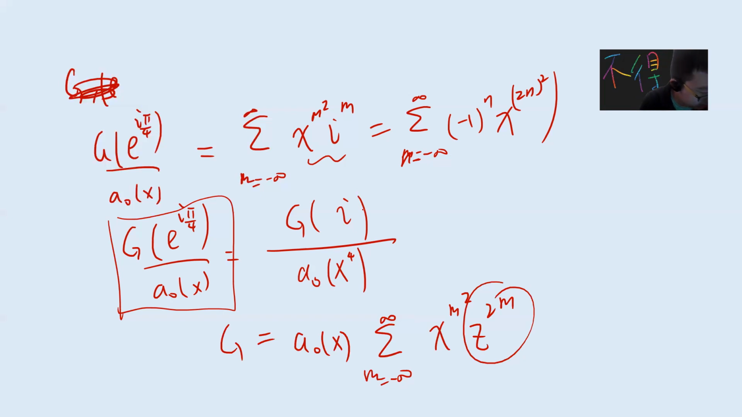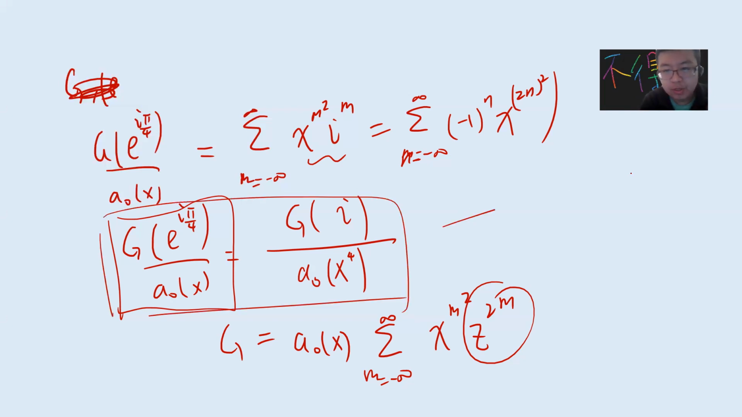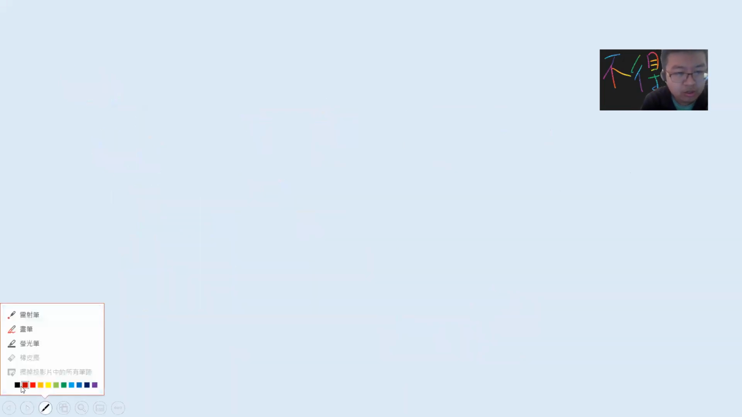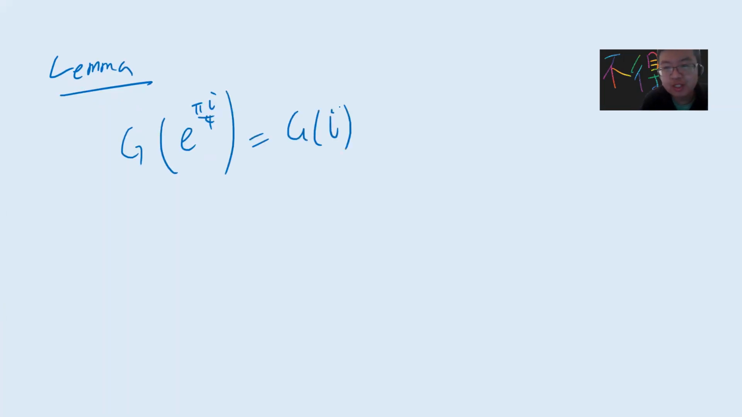Okay. And remember that the g of g(e^{iπ/4}) is what? It's hard. Okay, so we have this, right? But the weird thing that I'm going to prove is that, okay, so there is a final lemma: actually your g(e^{iπ/4}) is exactly the same as g(i).